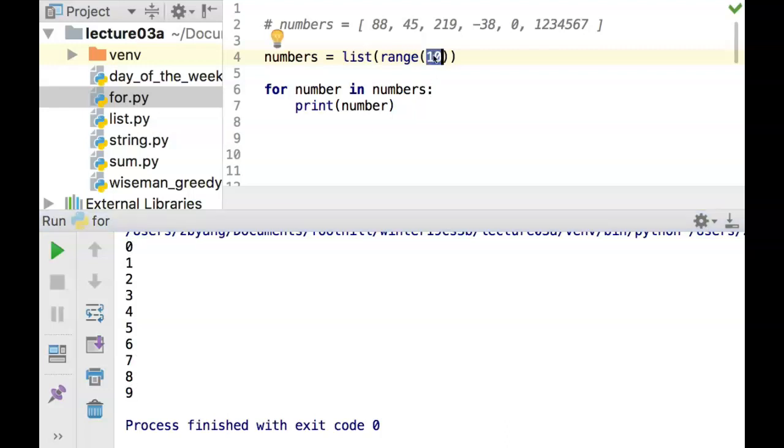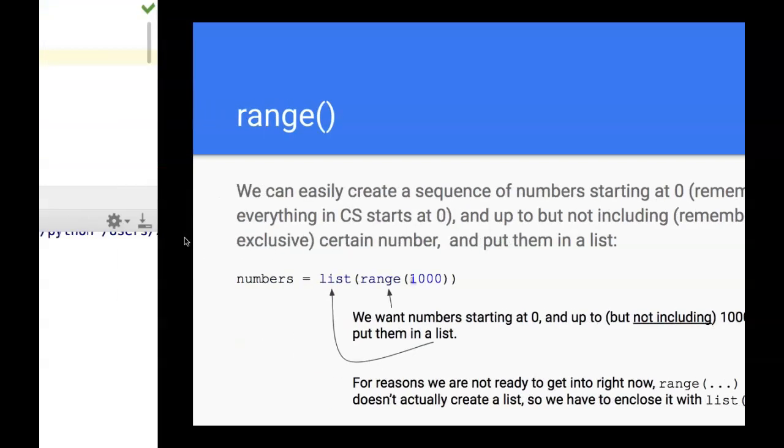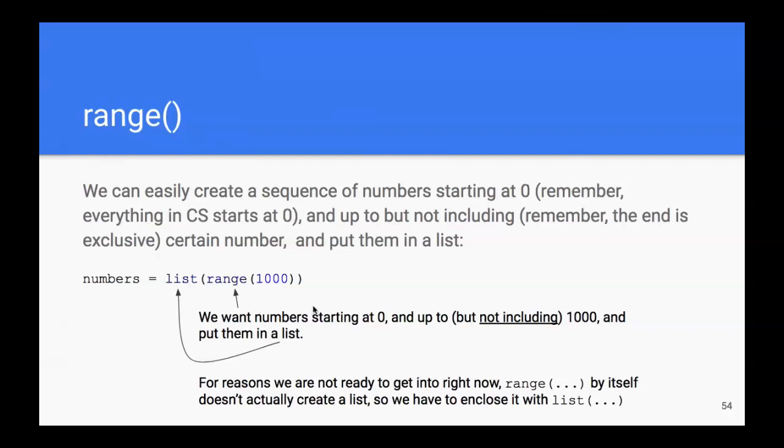But this is basically the total number of integers we want range to return to us. And that's basically what this says here. Starting index or starting number starts at 0. The end index, or the ending number, most of the time is exclusive, so it goes up to 9, one less than the ending number we specify here.